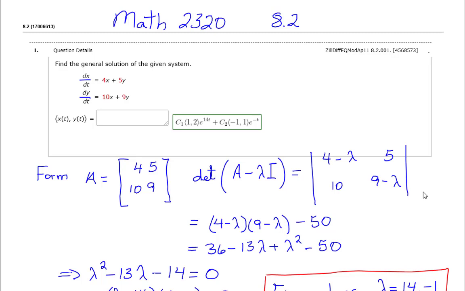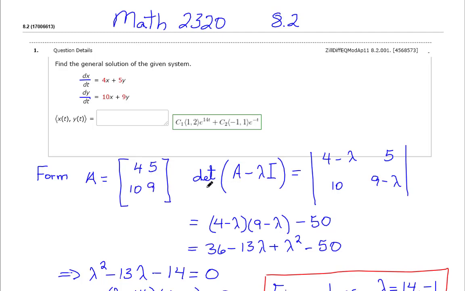Welcome to Math 2320. This is section 8.2. We're looking at solving a system of differential equations using matrices, eigenvectors, and eigenvalues. What does all that mean? So I'm going to form matrix A based on the coefficients 4, 5, 10, and 9.